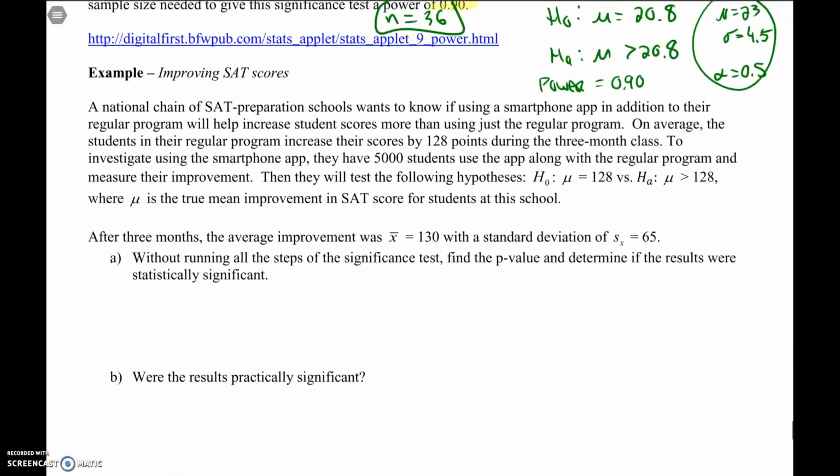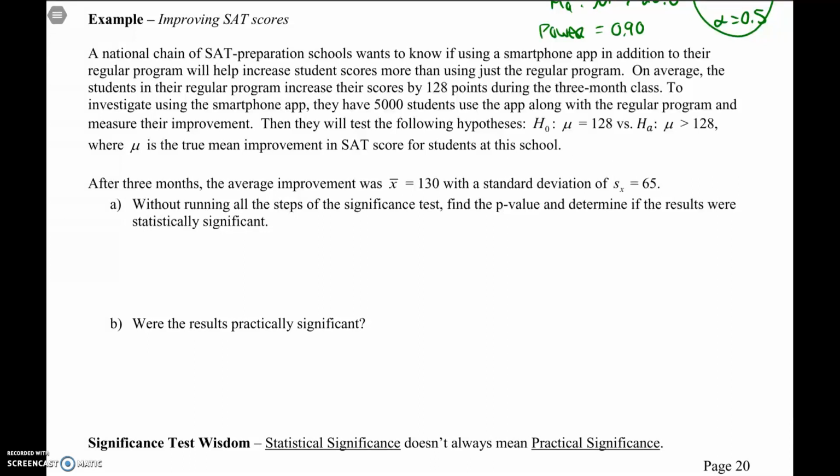Another example here. This is not a testable type of example, more of a thought exercise, I guess. A national chain of SAT preparation schools wants to know if using a smartphone app in addition to their regular program will help increase student scores more than just using the regular program alone.